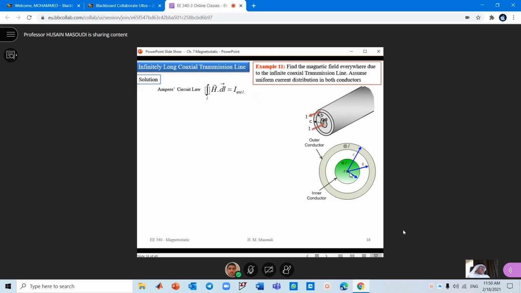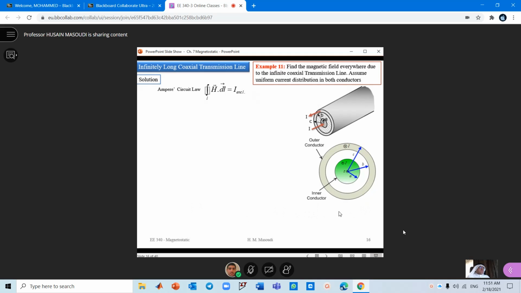Now, the question says to find the magnetic field everywhere. Everywhere means that we have 4 regions. Inside here, if I want to measure the magnetic field here, this is the first region. Then in between A and B, inside the outer conductor between B and C, and outside. How much is going to be the magnetic field in all these 4 regions?